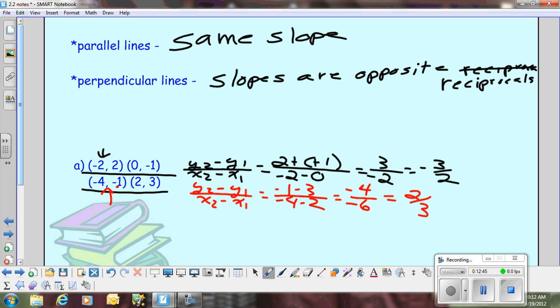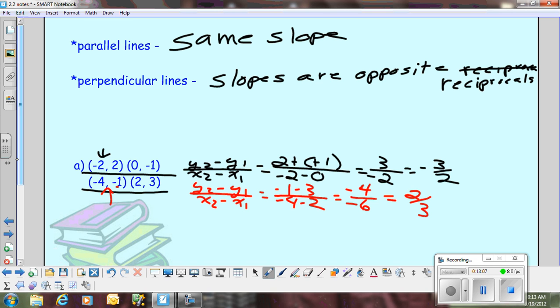When you ask the question, is it parallel, perpendicular, or neither, you look at it and say, okay, they're not the same, so it can't be parallel. They are opposite signs, and they are reciprocals, therefore, they are perpendicular.